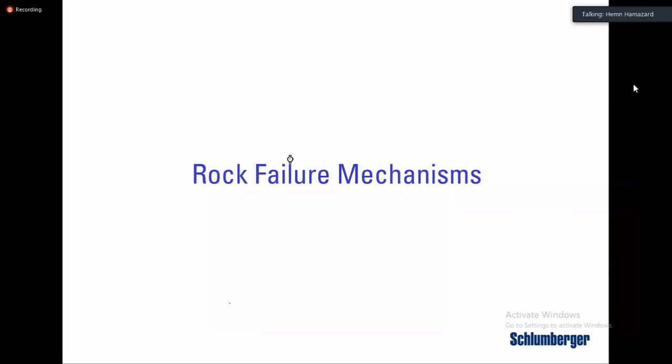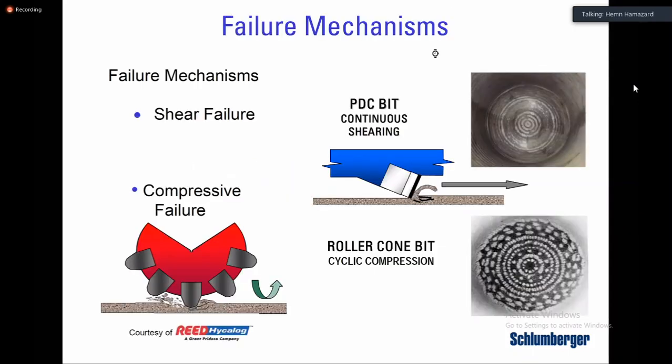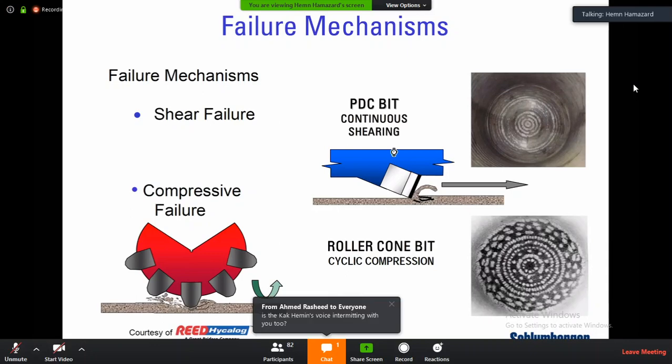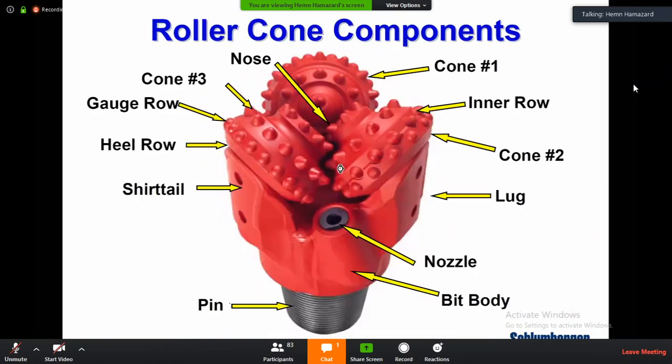Now, if we talk about the failure mechanism, failure means how we cut, how we drill a well. There are mainly two types of rock failure mechanisms. One is shear failure. That's done usually by the PDC bit. As you see in this picture, it grinds the rock. It doesn't crush it. It just grinds it. Because if you take a look at the PDC bit in here, you can imagine how it works.